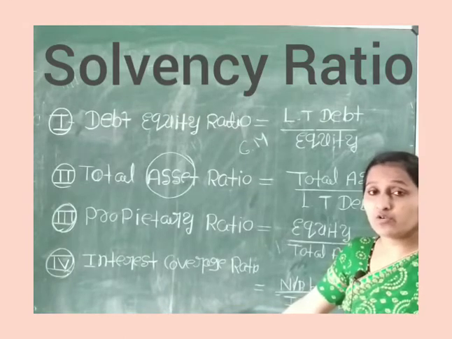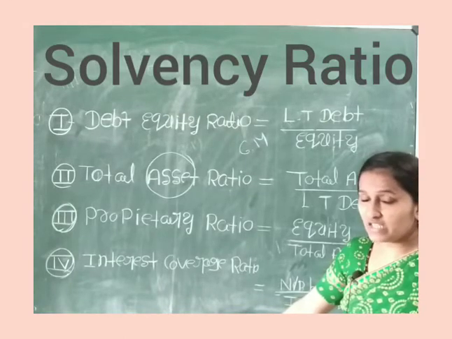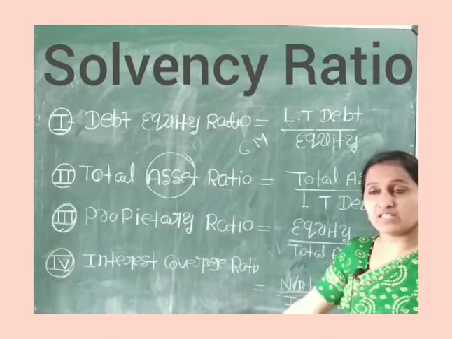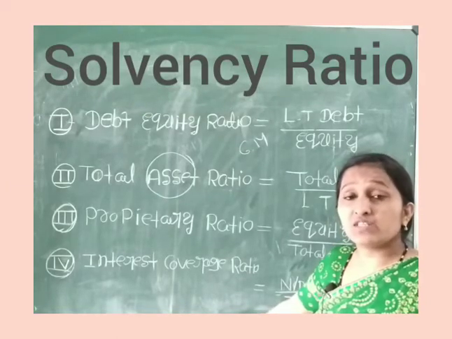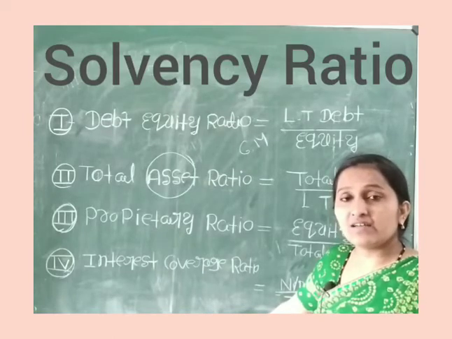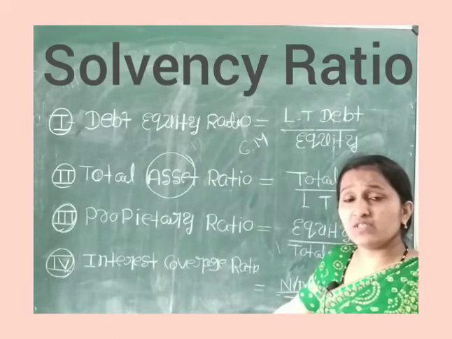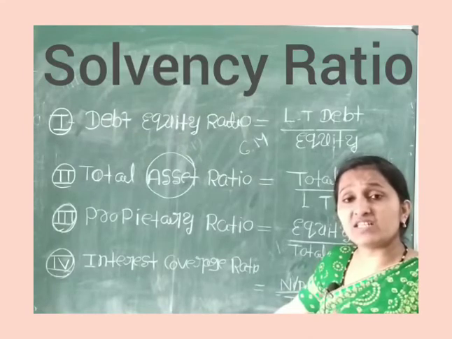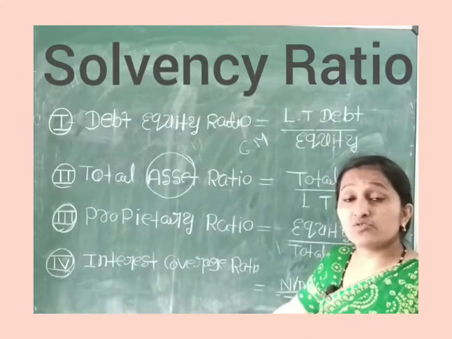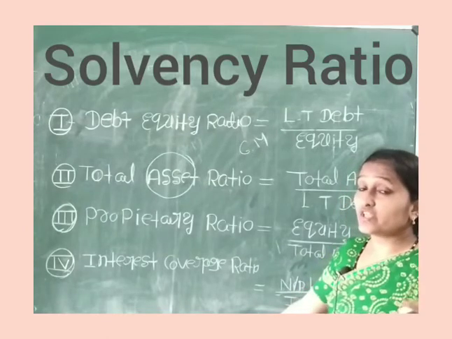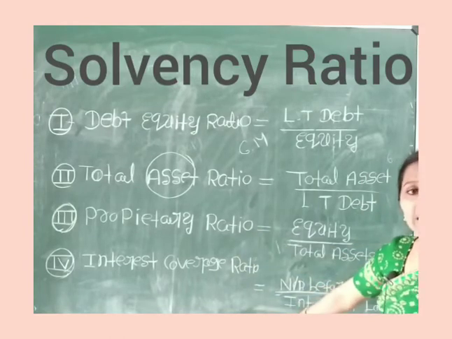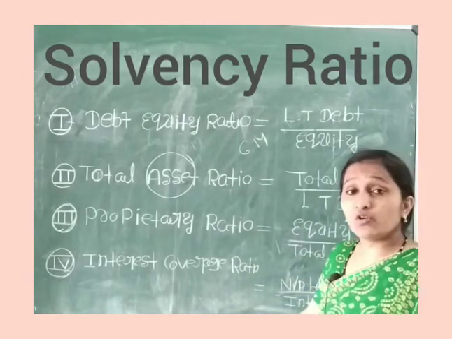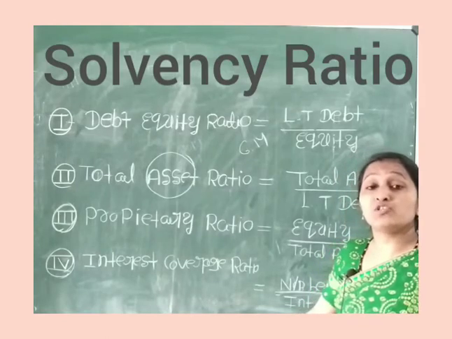So children, I hope I am clear with today's concept of solvency ratio. I will just repeat the things once again. Solvency ratio is one of the important major segregations of accounting ratio. It is the ratio which defines whether a company is able to meet its long term obligations or not, based on 4 ratios: number 1, debt equity ratio, total asset ratio, proprietary ratio, and interest coverage ratio. These accounting ratio formulas you should learn.